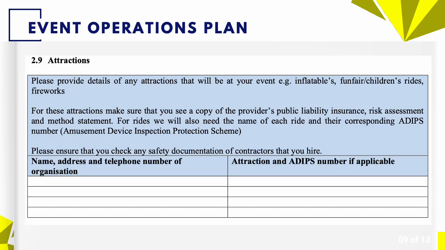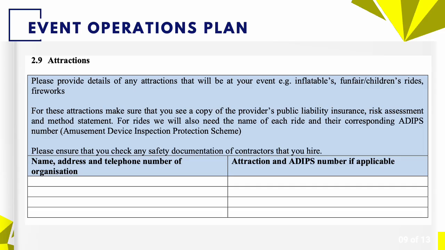Then the attractions: name, address, and telephone number of the organization, and the attraction and ADIPS number if applicable. So here we have to provide the inflatables, funfair for children's rides, fireworks. You can also see fireworks during, for example, the lighting of the Christmas tree, they still do that. Then in fiestas, if there are rides, like a Ferris wheel and so on, they still need this.